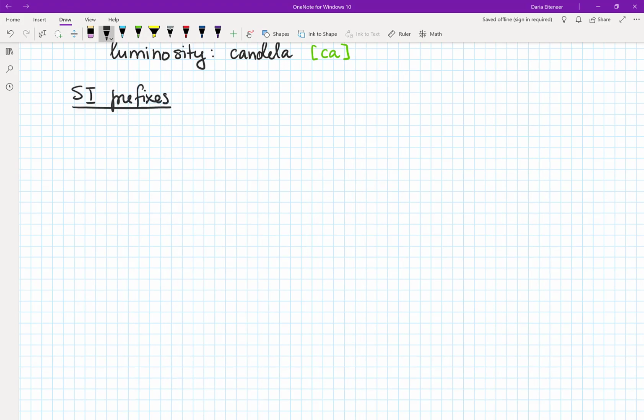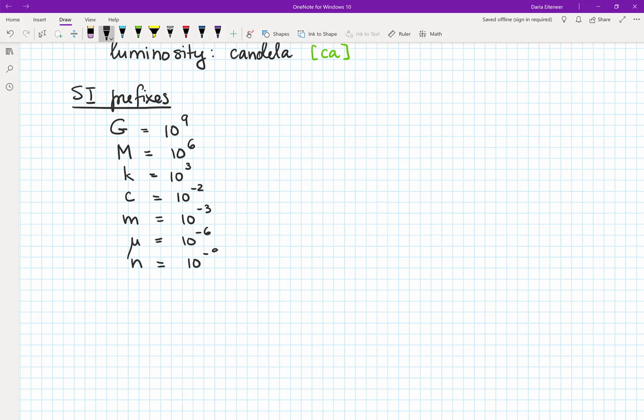There are a whole lot of prefixes. We don't need all of them, but you need to know at least some. Giga, 10 to the power 9. Mega, capital M, 10 to the power 6. Kilo, 10 to the power 3. Centi, 10 to the power -2. Milli, 10 to the power -3. Micro, that's the only Greek one. That's 10 to the power -6. And nano, 10 to the power -9.